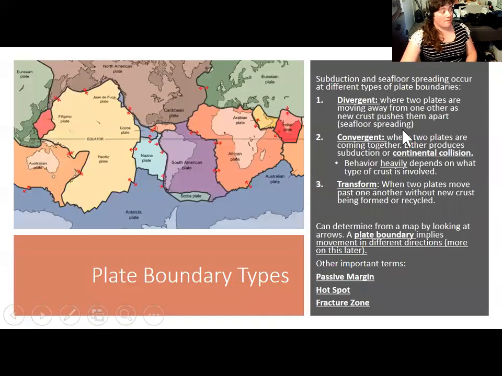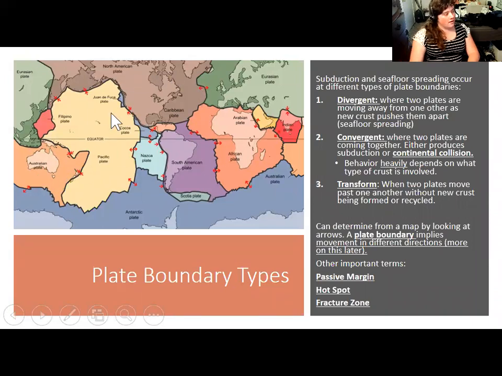So let's talk about plate boundary types. Subduction and seafloor spreading occur at different types of plate boundaries. A divergent plate boundary is where two plates are moving away from one another, and that's seafloor spreading. A convergent plate boundary is when you have two plates coming together, and that either makes subduction, or if you have two continents colliding, that creates continental collision. And look at the arrows in this diagram. The arrows give you a clue as to what kinds of plate boundaries we have here.